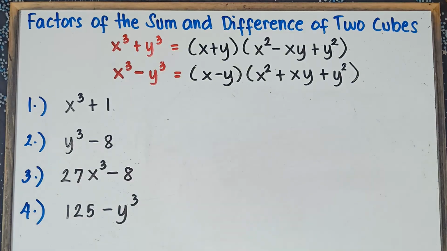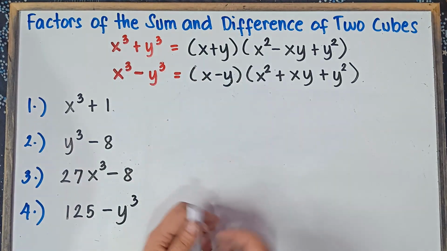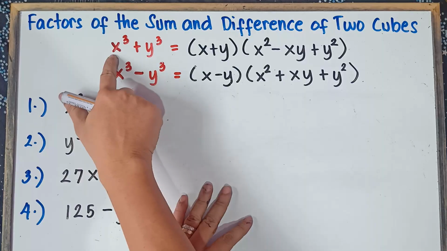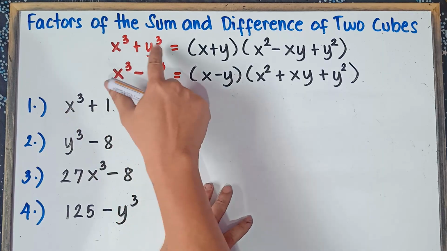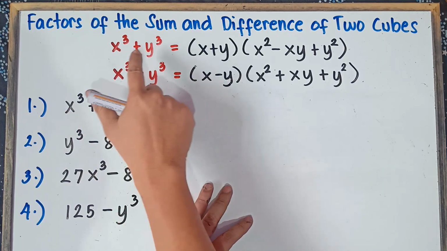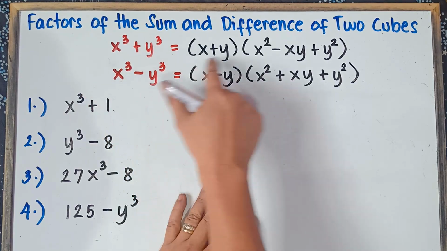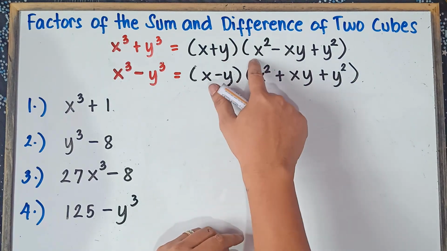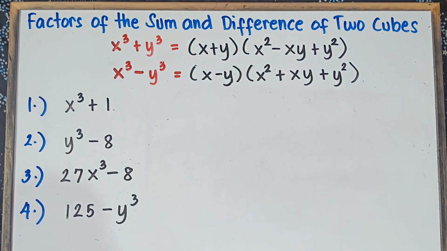Alright, so before we answer number 1, class, we need to understand more with regards to this equation. Now, if you are given x cubed plus y cubed, your first term is a perfect cube, and your second term is a perfect cube, and you have a plus sign, this will be your expected answer. Now, question, how will you get this answer? Let me explain that one, class.